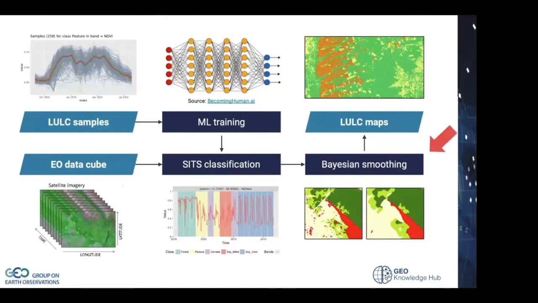With this probability raster, we apply a spatial smoothing model that homogenizes the map areas using Bayesian inference from the information given by the neighborhood of each pixel. And finally, the land use map is obtained by taking the most likely class.